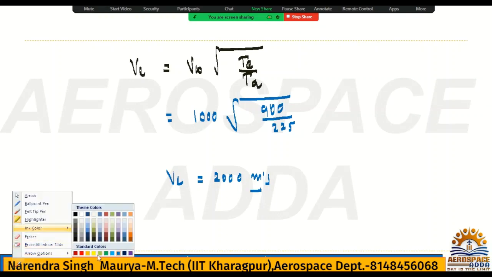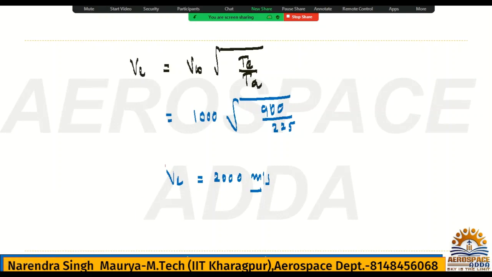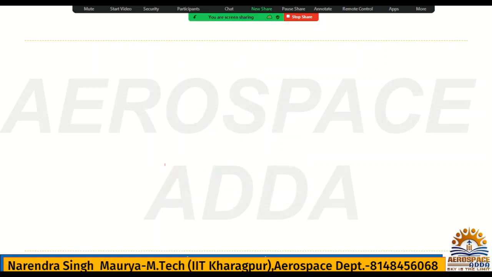Why have we calculated this? Because if you read this problem, they have asked for specific thrust. How to get the specific thrust? For that, if they are asking thrust, you should know the exit velocity. For that reason we have calculated it.